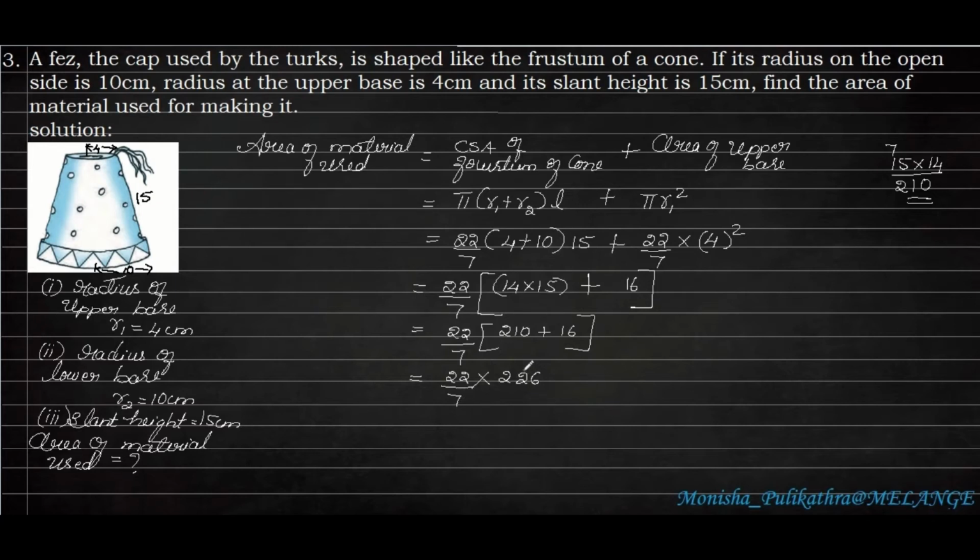So 7 2s are 14. So 76 will be remaining. So it can't be calculated from 7. Can't be divided by 7. So we can just multiply 226 into 22.